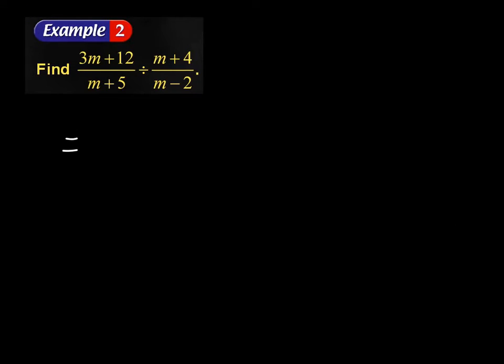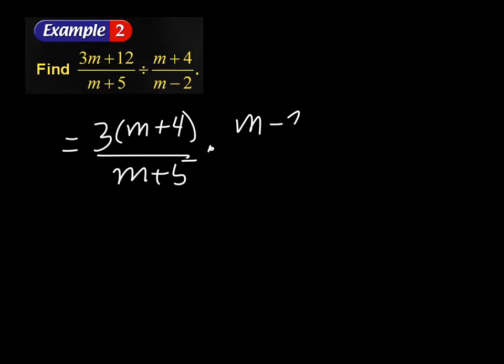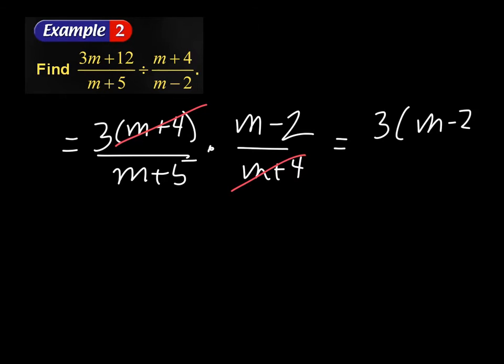Since I need to recopy this anyway, I'm going to go ahead and factor out the greatest common factor, that first numerator, and then change it to times the reciprocal of the second number. Anything divided by itself, even m plus 4s, is 1. And so I'm going to get 3 times m minus 2 over m plus 5.